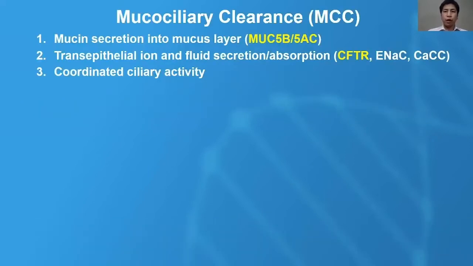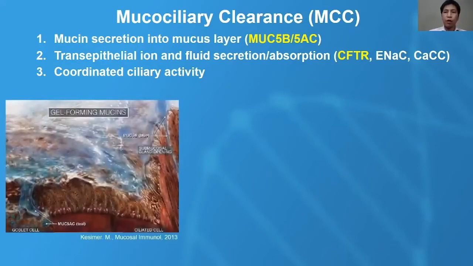Airway mucociliary clearance, MCC, is a critical innate defense mechanism to protect the lung from potentially harmful particles and pathogens in inhaled air. The MCC is composed of mainly three airway epithelial cellular activities. First activity is mucin secretion into mucus layer. Airway surface is covered by mucus layer to trap the inhaled particles and pathogens. Secretory mucins are gel-forming macromolecules, and they provide airway mucus with viscosity.